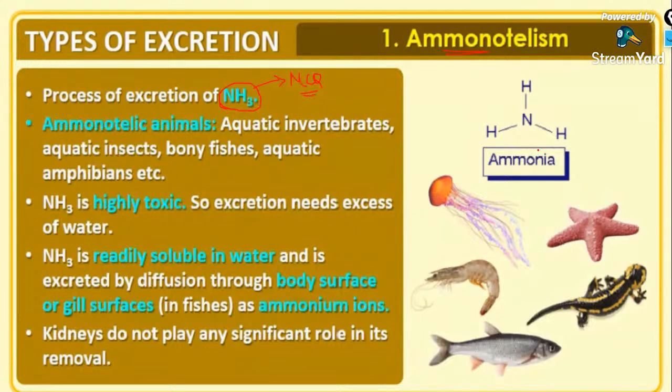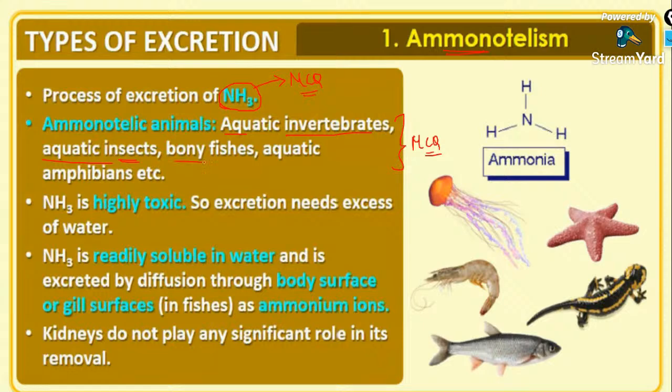So, examples for ammonotelic organisms. One by one you will have to study, because each thing is a previous year MCQ. Ammonotelic animals: aquatic invertebrates, porifera, coelenterates. All these excrete their nitrogenous waste in the form of ammonia. Aquatic insects too. Those organisms which excrete their nitrogenous waste as ammonia must definitely be aquatic organisms.